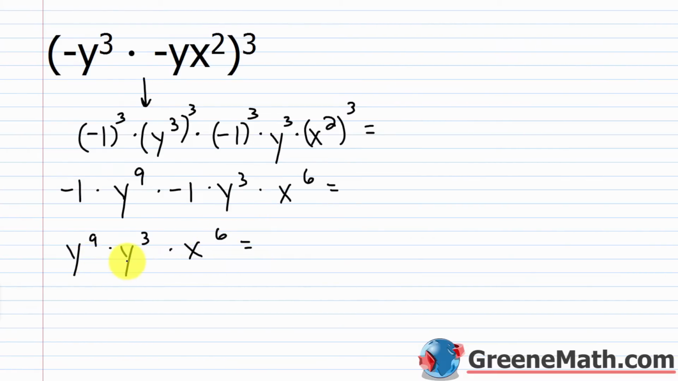So y to the 9th power times y cubed. What I can do is keep that base the same and add exponents. So 9 plus 3 would be 12. So this part would simplify to y to the 12th power. And then we have times x to the 6th power. So I'm just going to write y to the 12th, x to the 6th.